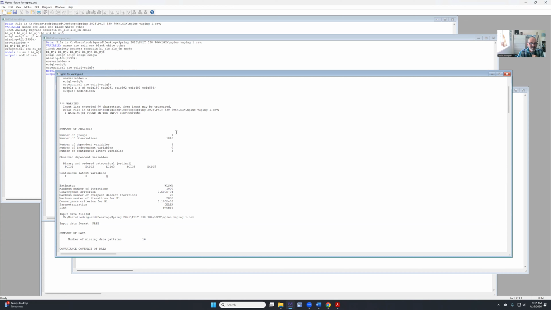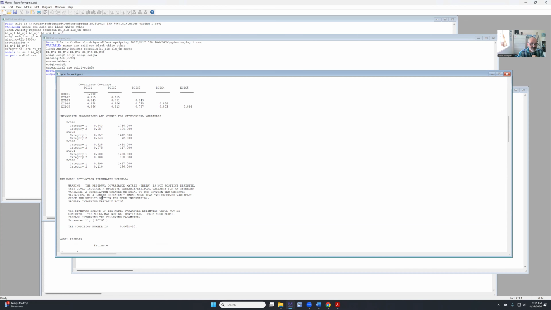As I remember there is, and look at here, we got some interesting information. Warning: the residual covariance matrix theta is not positive definite, so it can't be inverted. This could indicate a negative variance, residual variance, for an observed variable, a correlation greater than or equal to 1 between two observed variables, or a linear dependency among more than two observed variables. Check the results section for more information. Problem involving the variable e sig 3. The standard errors of the model parameter estimates could not be computed. The model may not be identified. So you don't want to use this.